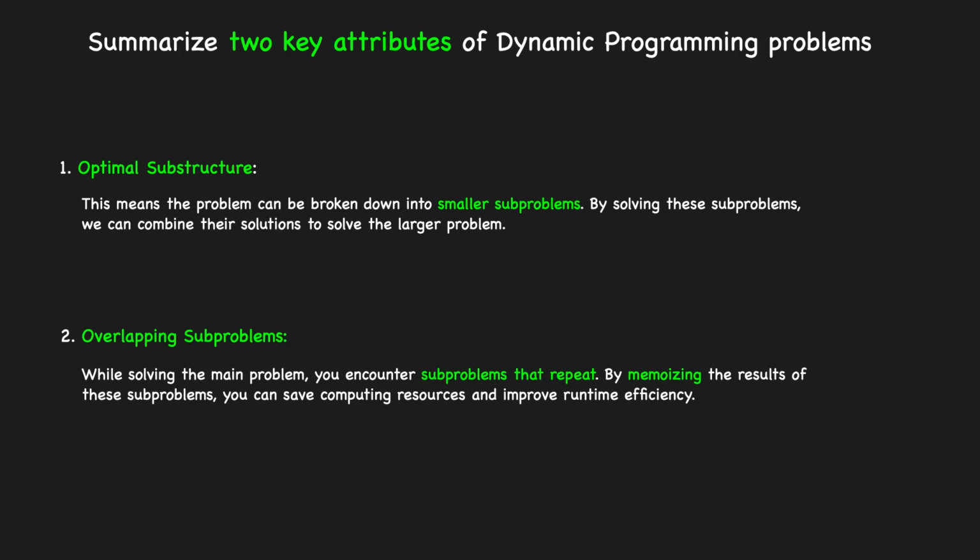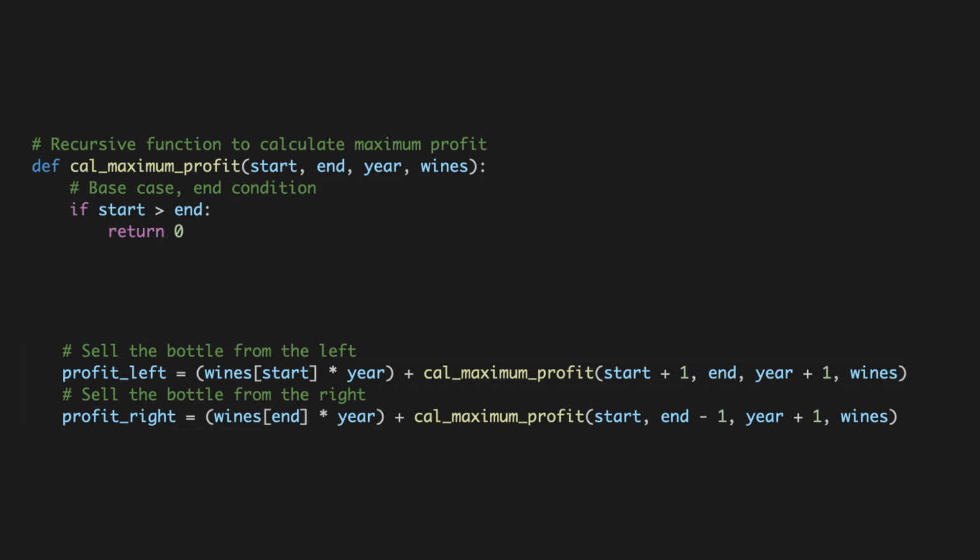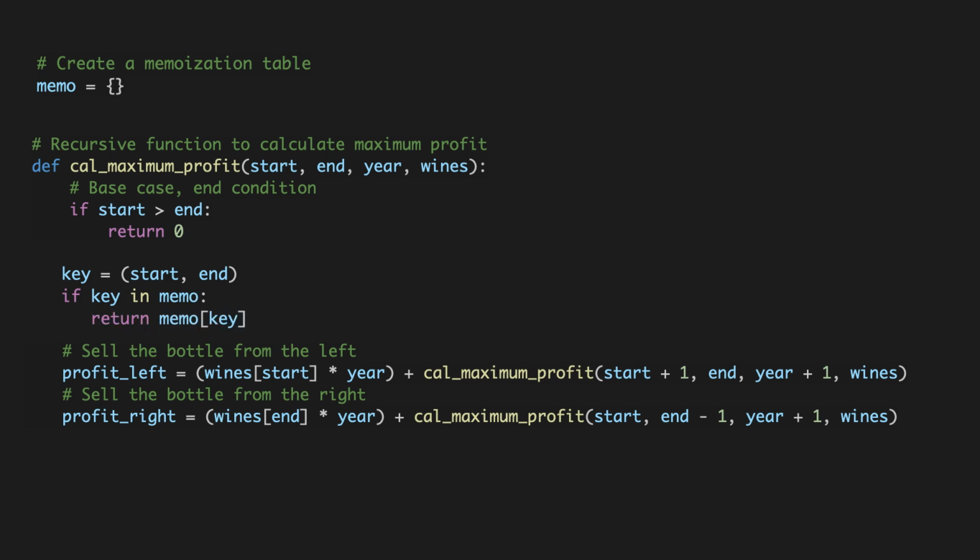With that, let's review the code for the dynamic approach. This is the recursive function that we reviewed earlier. We will add a dictionary called memo to store the results of the subproblems that we have already solved. Inside the function, we will create a key using start and end indexes. If the key is present in the memoization dictionary, we will simply return the stored result. It means we have already calculated the profit for this subproblem and we want to avoid redundant calculations. At the end, we simply return the stored result, which is the maximum profit for this subproblem.